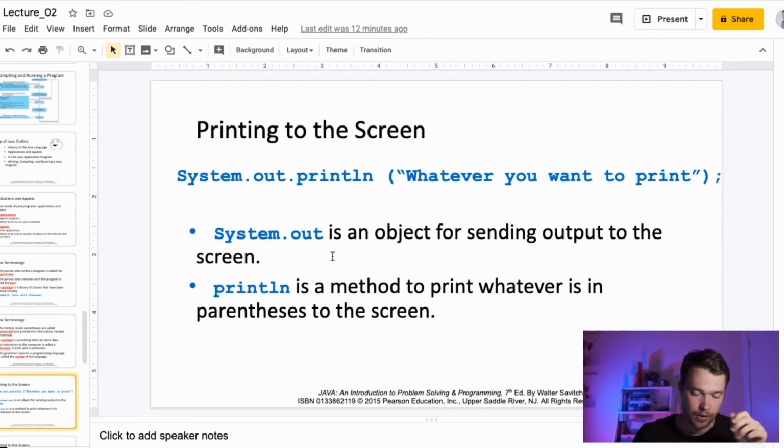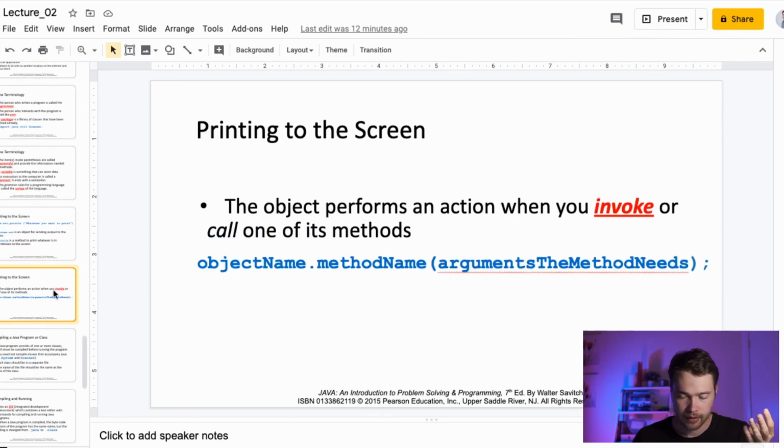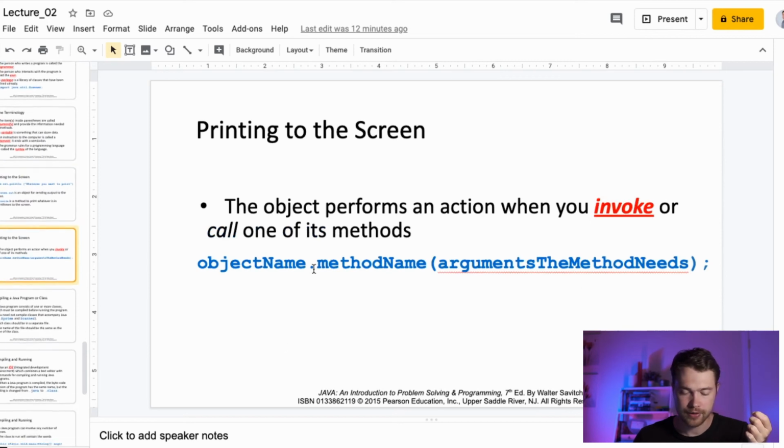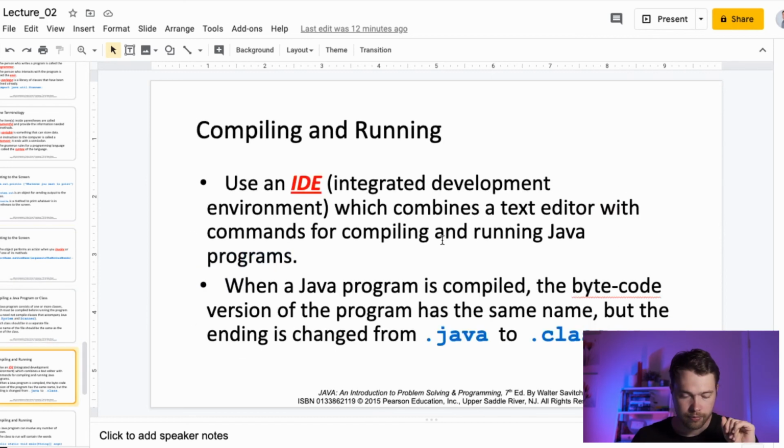Okay. So how do you print out? You can say System.out.println. That's how you invoke the method. You basically say the method name, then you provide the arguments, and then you close that with a semicolon.